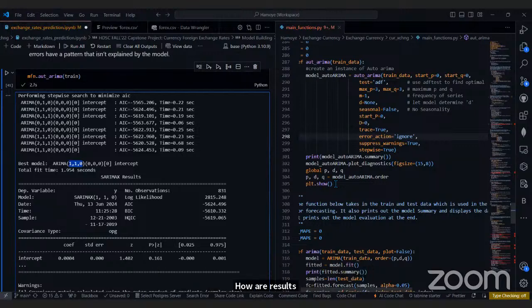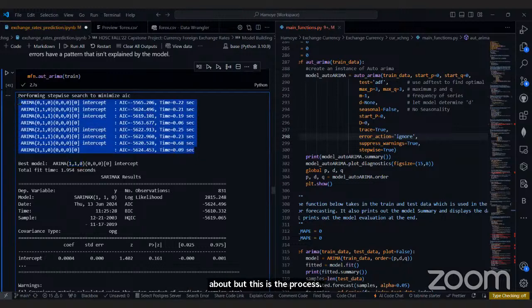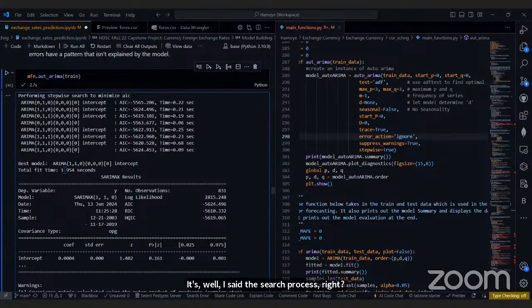Okay, so let me see if I can still remember how to interpret this. AIC, I think it stands for Akaike information criterion, but this is the process. I said the search process, right? Using AIC. Then after all is said and done, after the whole search, these are the best values it got for the PDQ.